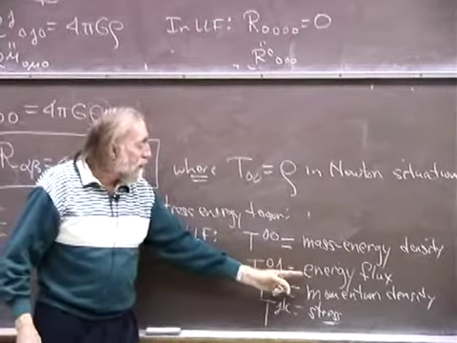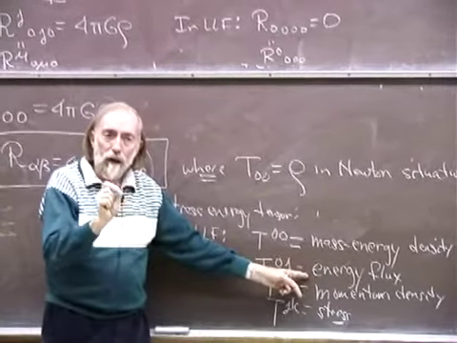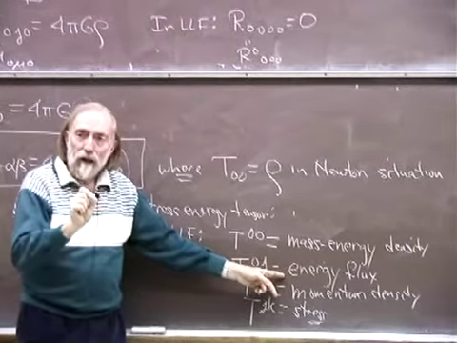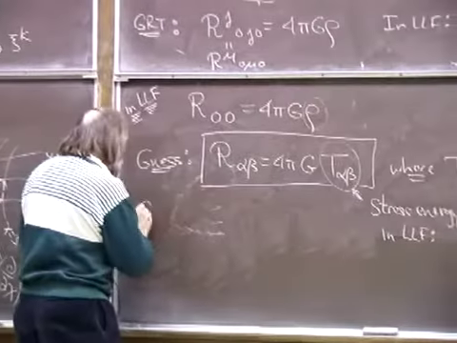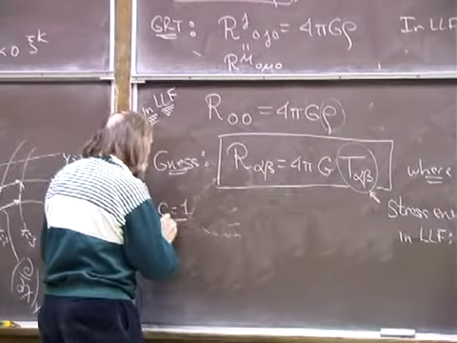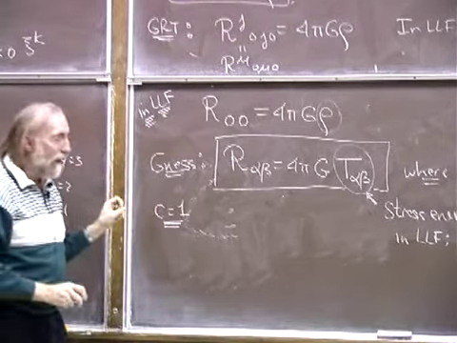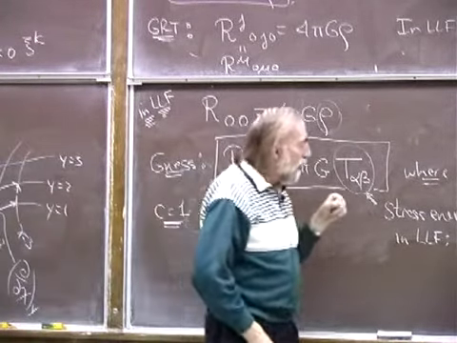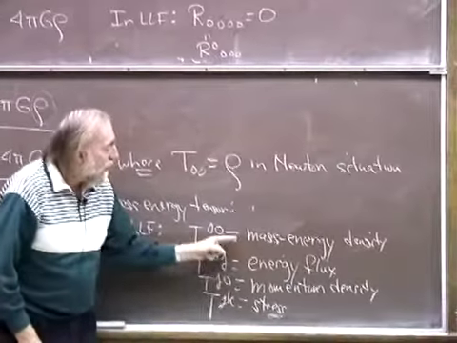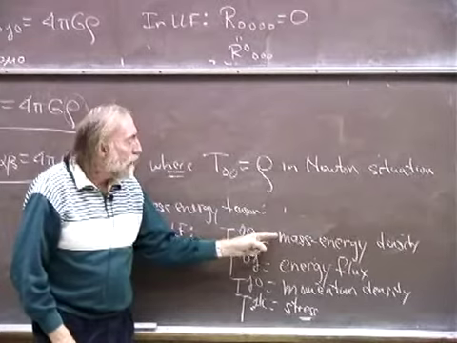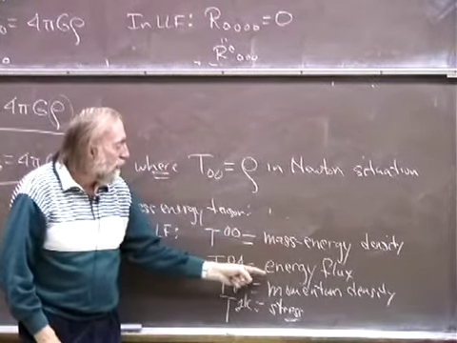Energy fluxes, because in a Newtonian situation, mass moves at very low velocities. The energy fluxes, if you set the speed of light equal to 1, which I am doing, and I'm going to let you read about using units where the speed of light is equal to 1 if you don't feel comfortable with that. If you set the speed of light equal to 1, then energy flux and mass density have the same units. Energy and mass have the same units. E equals mc squared, c is 1.